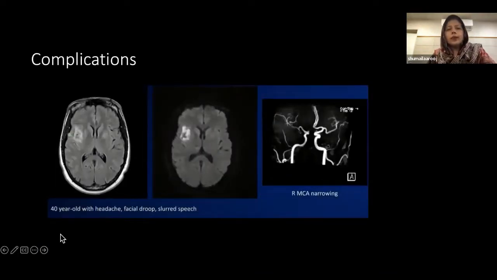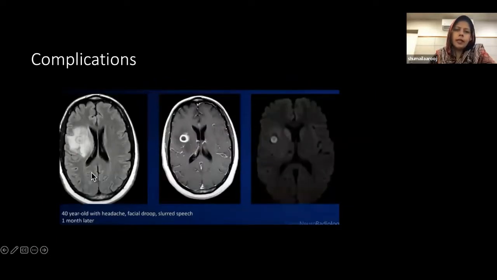The importance of MR, as I already emphasized, is that we have to pick up the complications. For example, in this case, we can see that there is some attenuation of the MCA, and there was an infarction secondary to this meningitis, which resulted in vasculitis and caused infarction in this patient. The patient was 40 years old with headache and facial droop and slurred speech. So these complications are easily picked up with the help of MR.